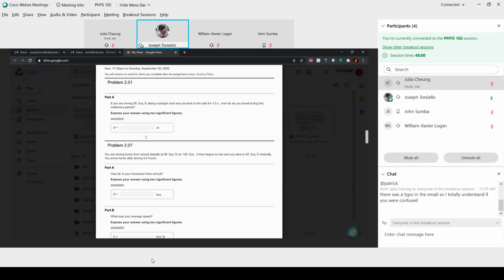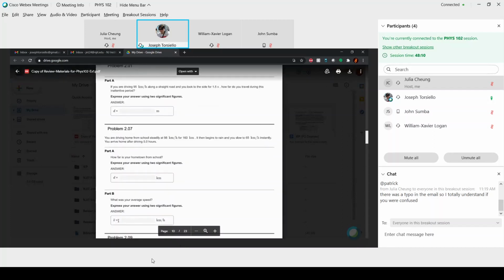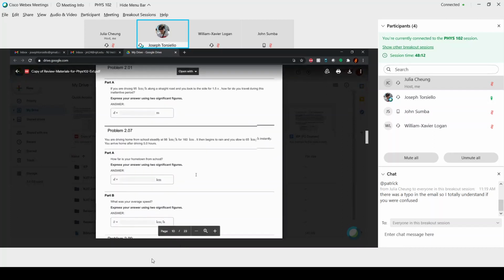Now, I'm trying to find one where you have to find the average speed, because that one can be tricky at times. But before I try to find one of those, okay, never mind, there is one here. Okay, never mind. That's good. So we'll do this one next.